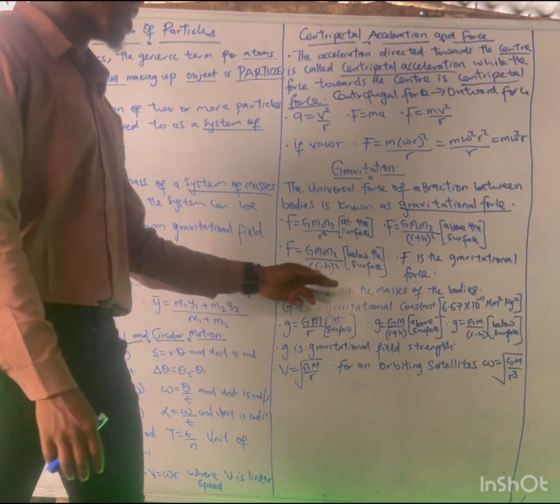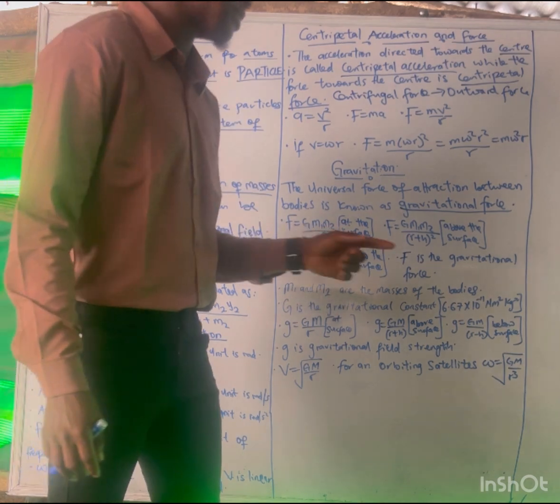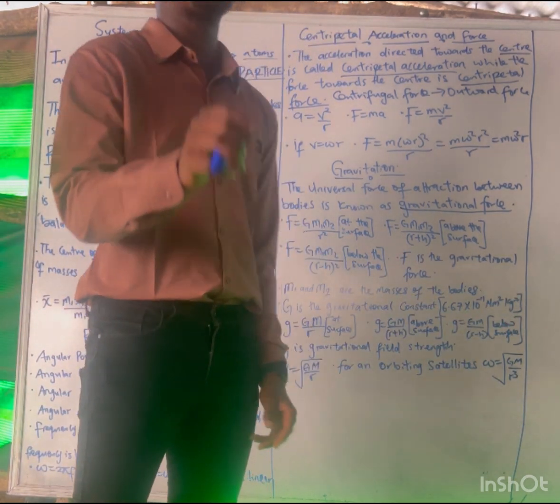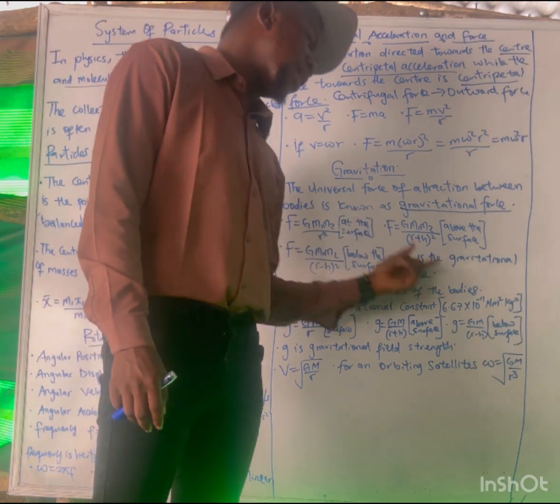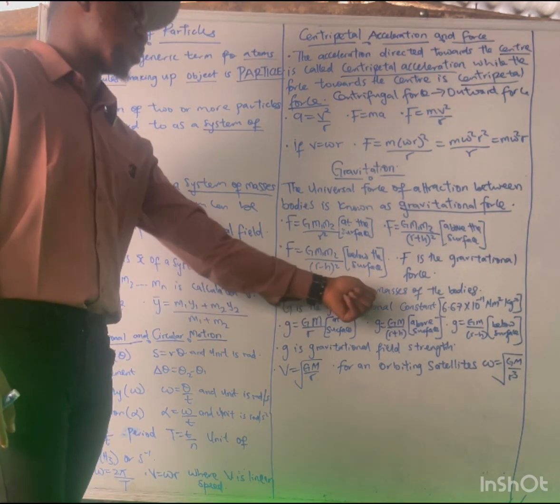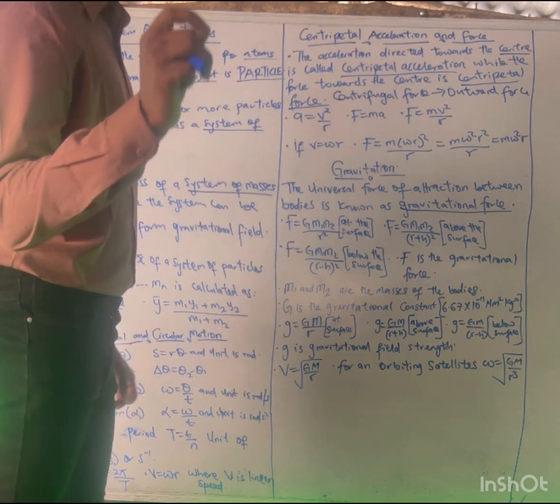This G is called the gravitational constant, and the value with the unit is 6.67 times 10 to the minus 11 Newton meter squared per kilogram squared. That simply means that you have to know the value of this gravitational constant offhand in case you're not given it in an exam.